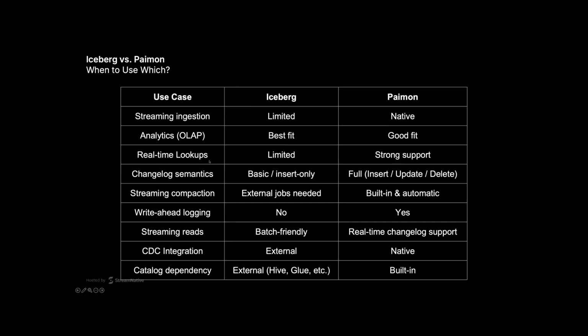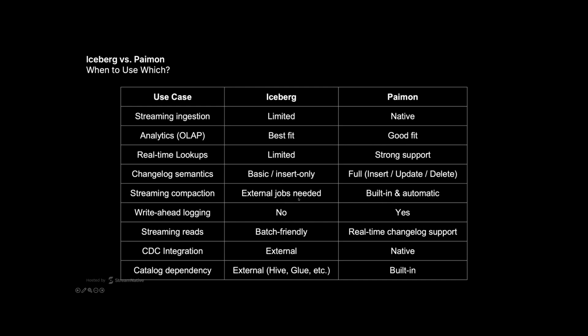When you do want to do real-time lookups, that is where Iceberg has some limitations, but Paimon has strong support in this case. If you're doing change-level semantics, on Iceberg you're basically only doing insert-only, but Paimon supports the full insert, update, delete, changelog semantics. On streaming compaction, Paimon has it built in, but Iceberg does not have built-in streaming compaction.